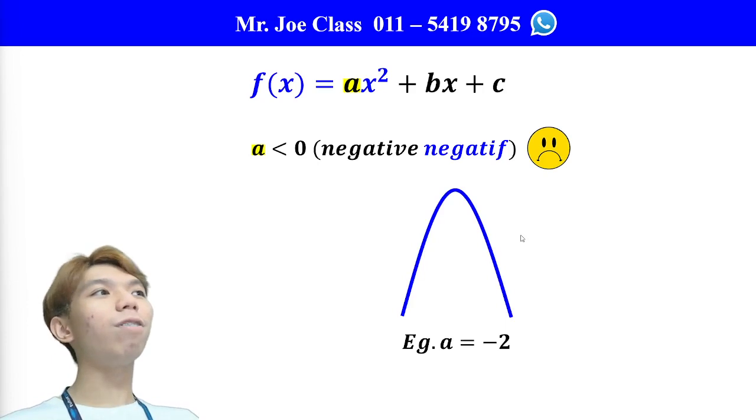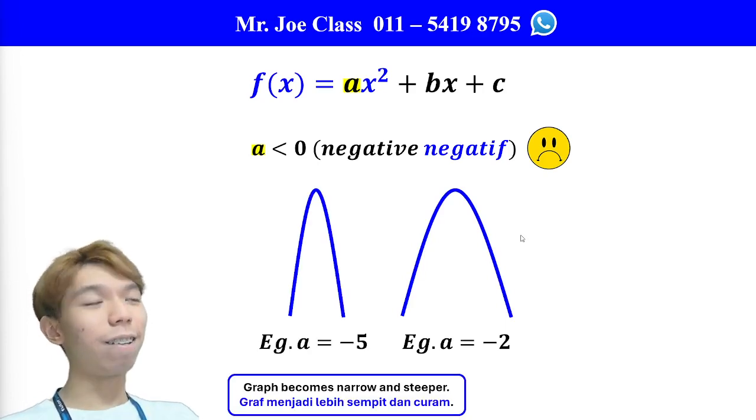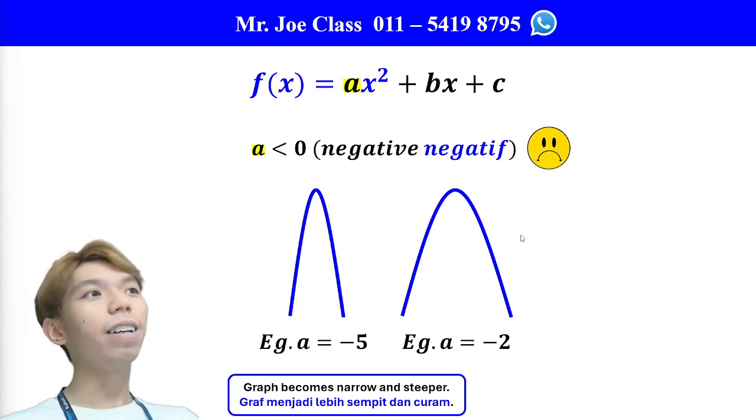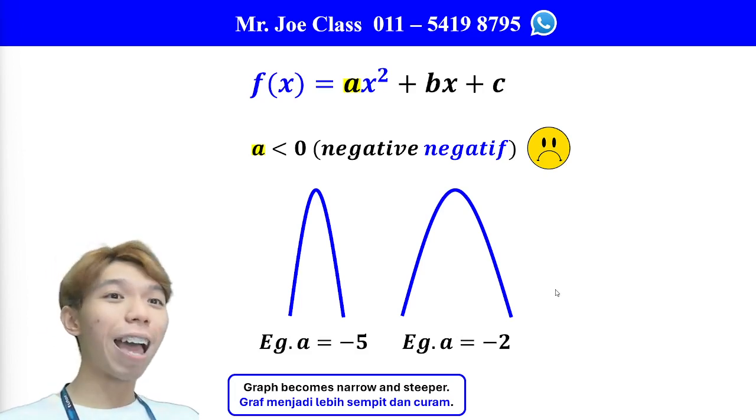But what if the value of A becomes lesser, from negative 2 to negative 5? The value decreases, then the graph becomes narrow and steeper.